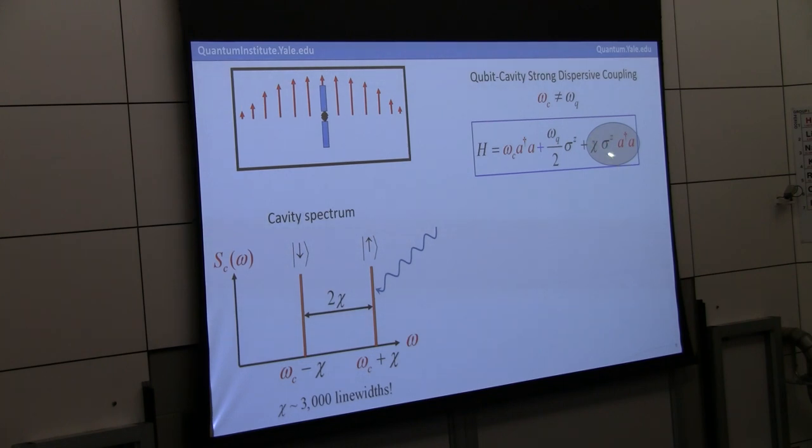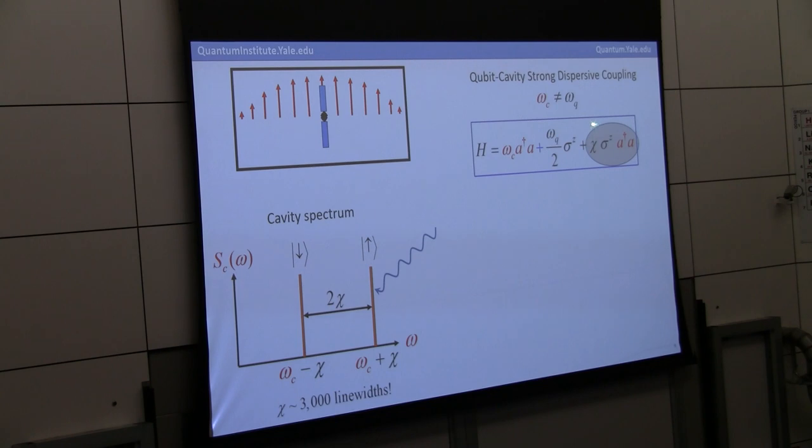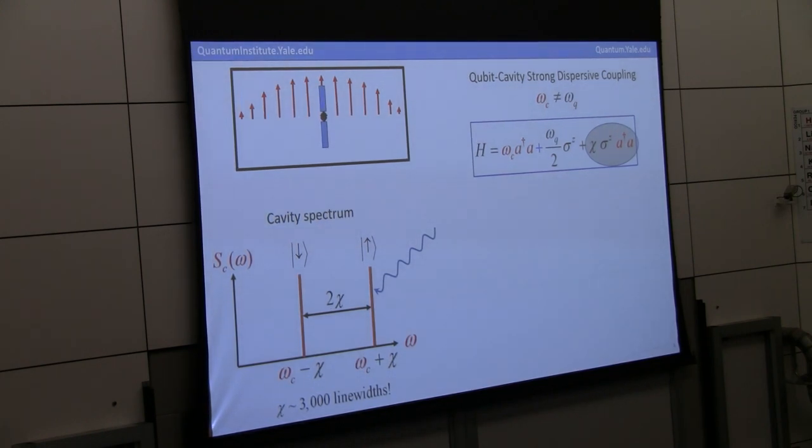So let's think about this. There are two ways to interpret this Hamiltonian. The first way is to say, I notice that the coefficient of A dagger A, which I identify as the frequency of the cavity, depends on the state of the qubit. It's as if the qubit is a little piece of dielectric that you drop into the cavity, and when it's in the ground state, it has, let's say, a positive contribution to the index of refraction, and when it's in the excited state, it has a negative contribution, and it changes the cavity resonance frequency.